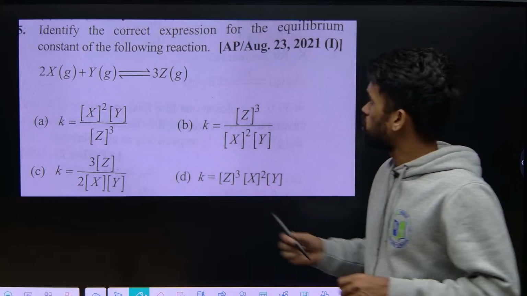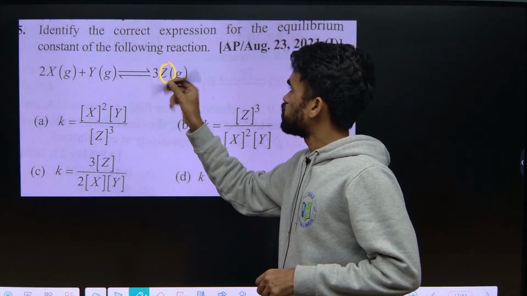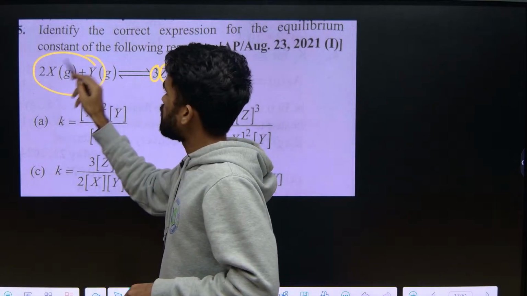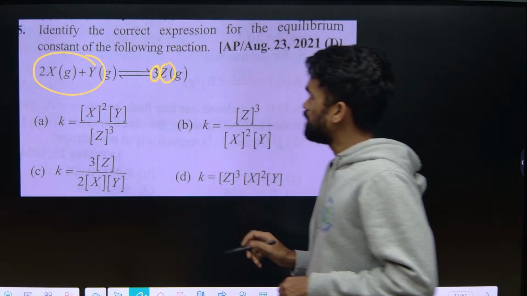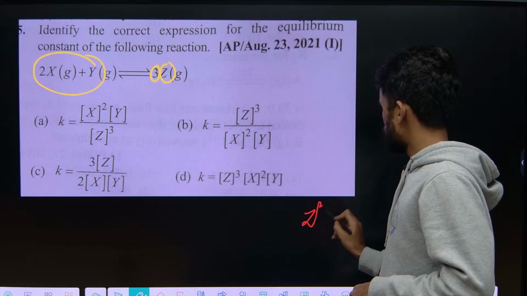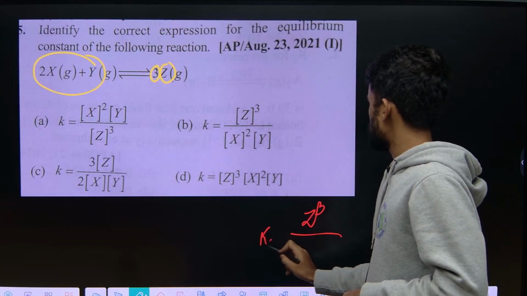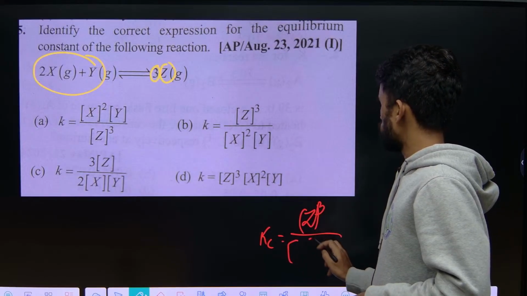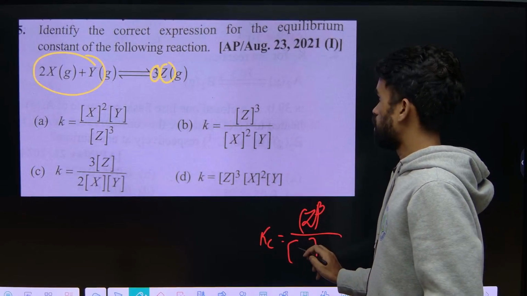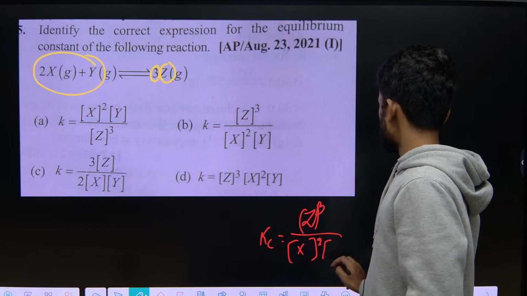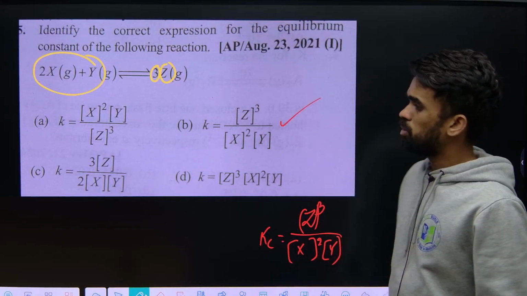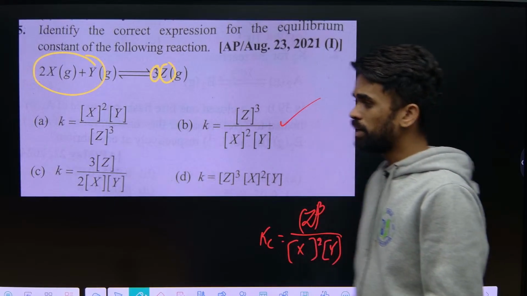Just now I told you: concentration of products to the power of their stoichiometric coefficients divided by concentration of reactants to the power of their coefficients. It means the equilibrium constant Kc is equal to the concentration of Z cubed divided by the concentration of X squared into the concentration of Y. That's it. So option B will be your answer for the question.